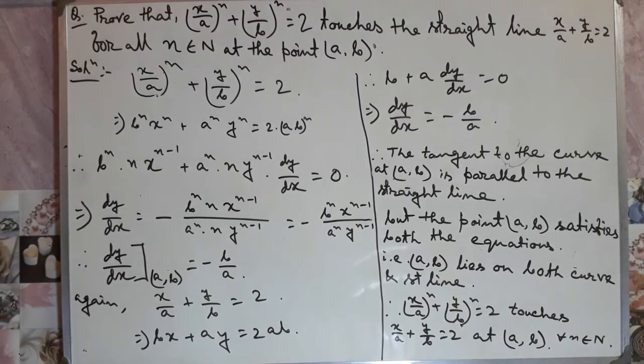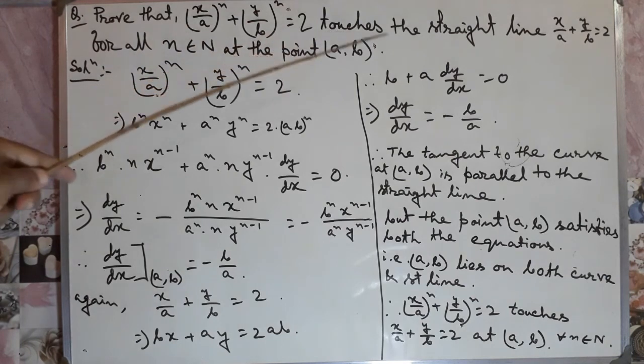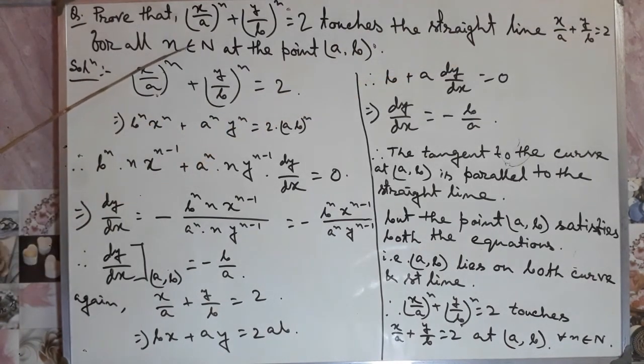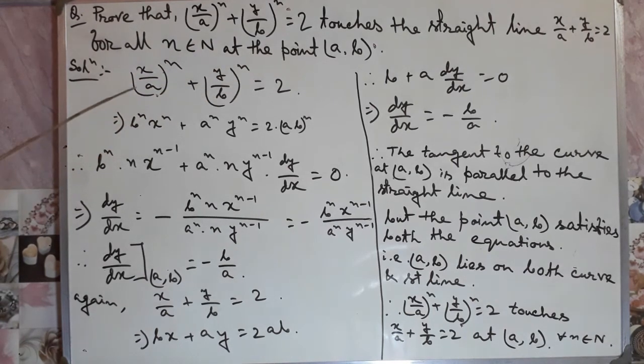Next problem, prove that (x/a)^n + (y/b)^n = 2 touches the straight line x/a + y/b = 2 for all n belonging to N, that means the set of natural numbers, at the point (a, b). So, this is the given curve. Differentiating both sides with respect to x, we will get dy/dx = −b^n x^(n−1)/(a^n y^(n−1)). So, the differential coefficient at the point (a, b) is −b/a.